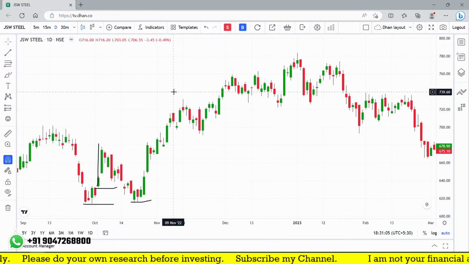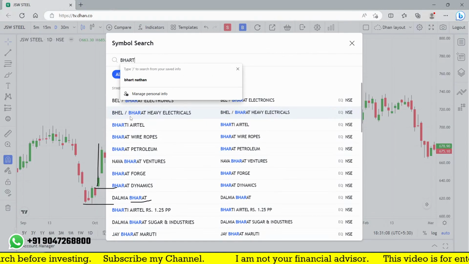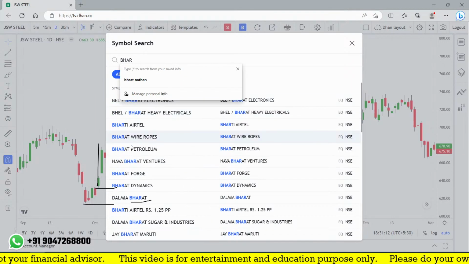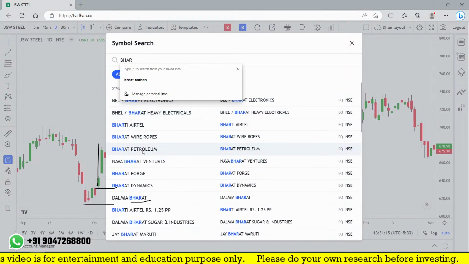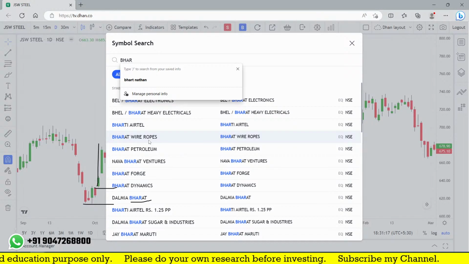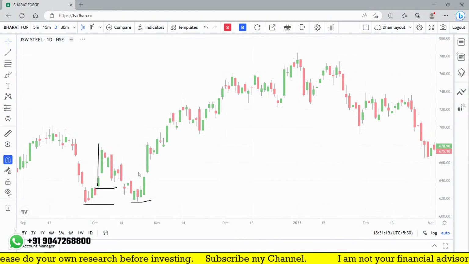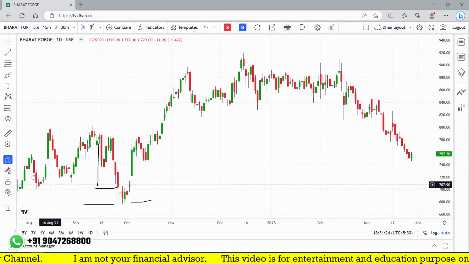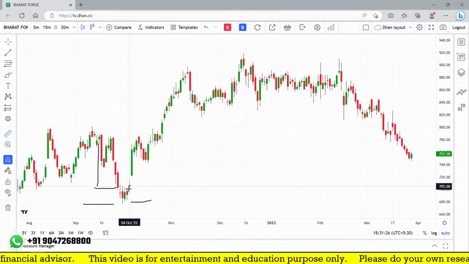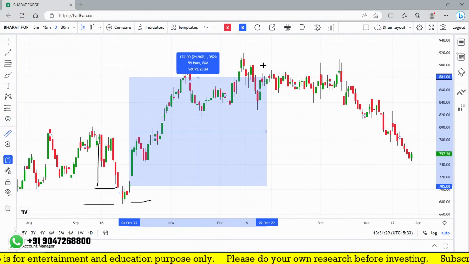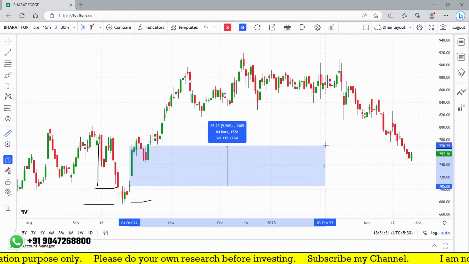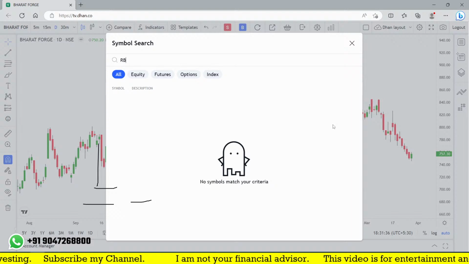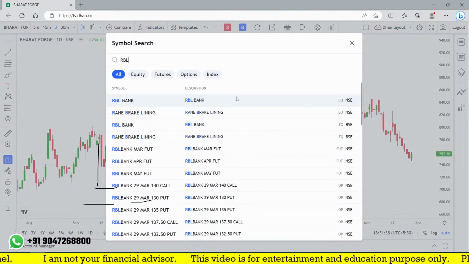Okay, so another stock is Bharat Forge, right? Bharat Forge, the same 3rd October. Look at this. From 3rd October, 30%. I hope you understood. And then what is the RBL Bank? So 4 stocks is good enough.